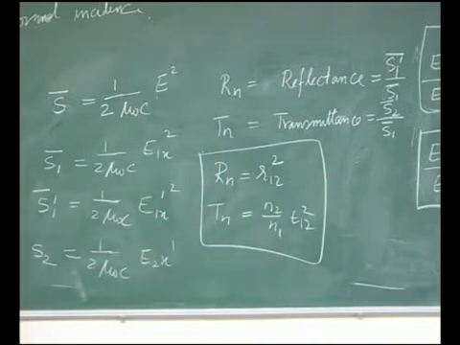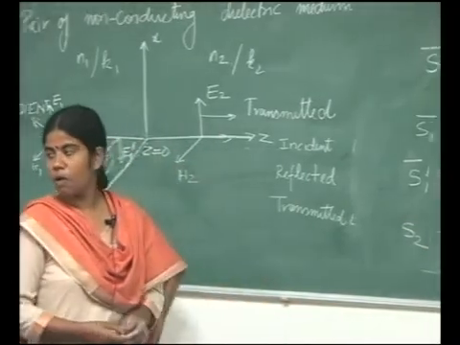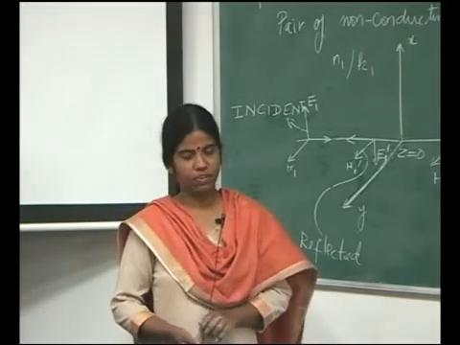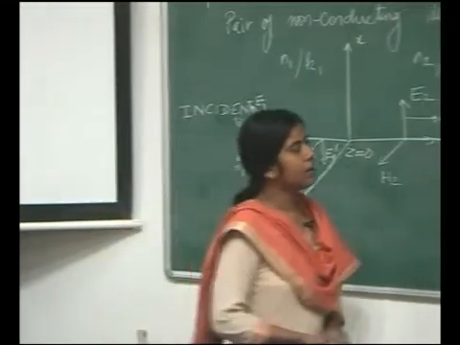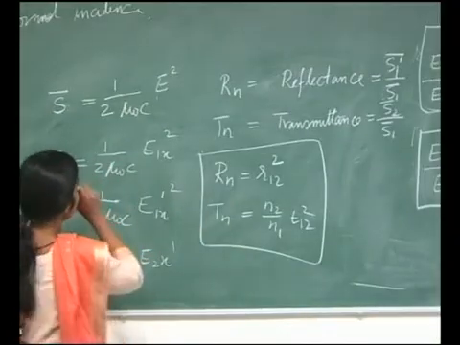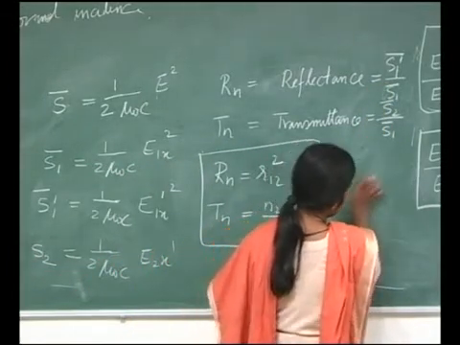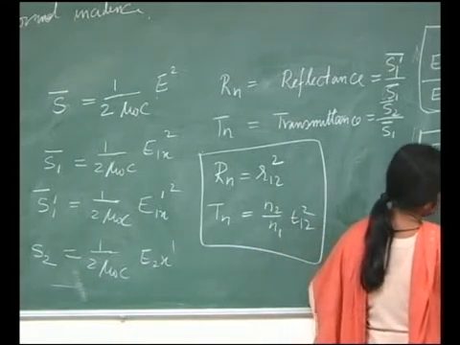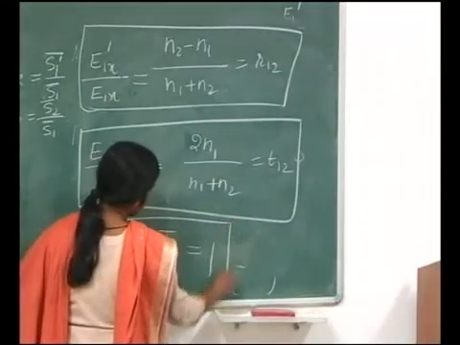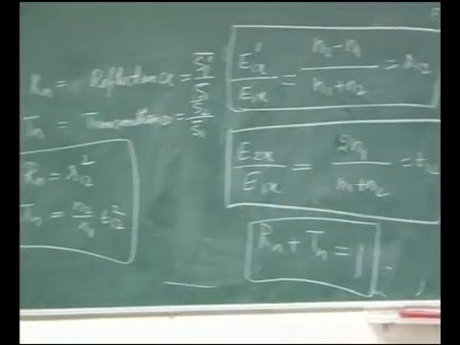So, the reflectance and transmittance that we measure are actually a measure of the Poynting vector, the total power that is reflected and transmitted. You can never measure the electric field or magnetic field associated with an electromagnetic wave. And always these are normalized components; you can see here I am writing them in a normalized way. So, this is very important: Rn plus Tn is equal to 1, provided your medium is non-conducting.